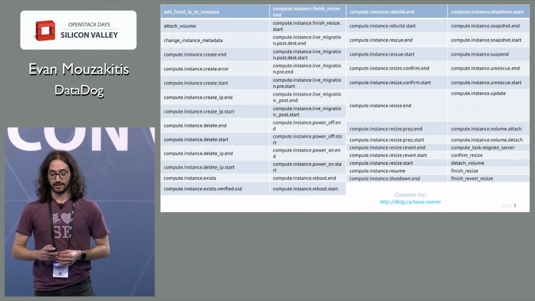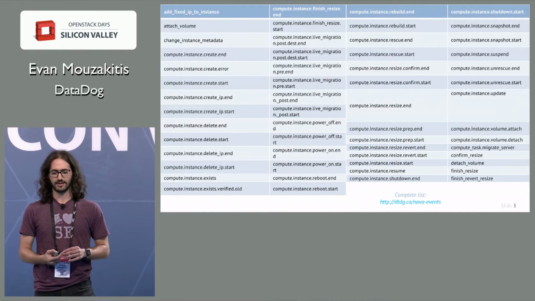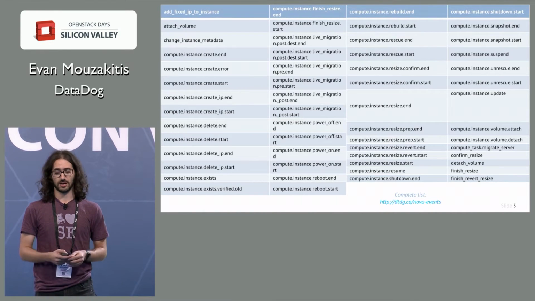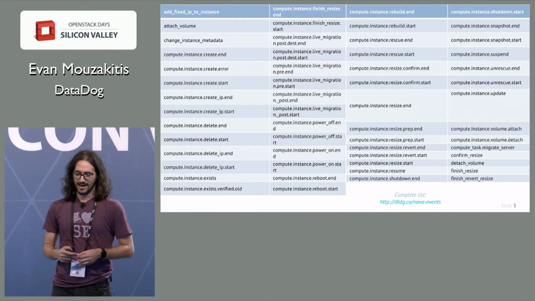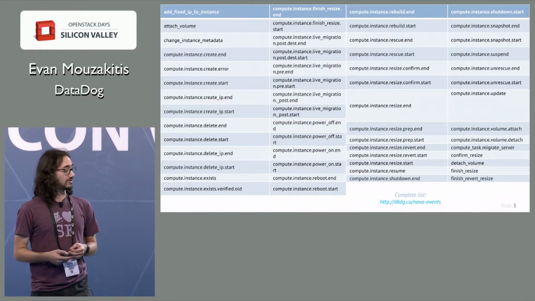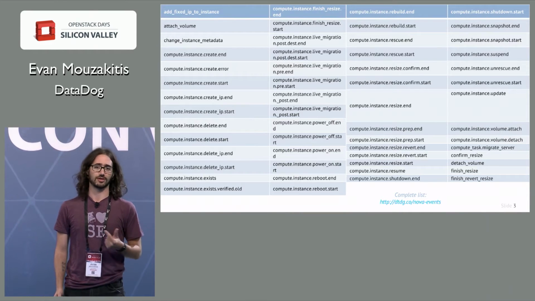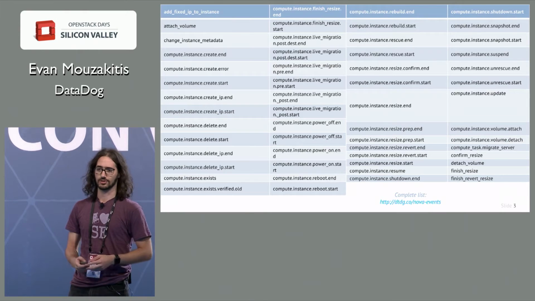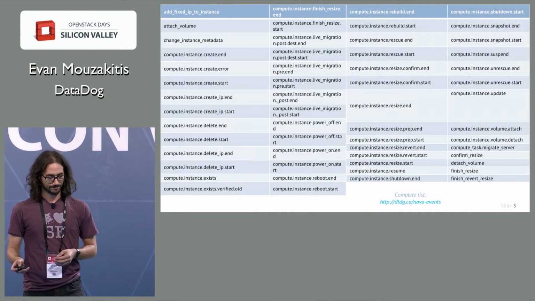So Nova emits a ton of different events. I think there's over 80 documented. There might be others that are undocumented, given the nature of OpenStack documentation. But here are just a few of them. You get a notification when you attach a volume, when you start an instance, when you delete it, when you destroy it, all this other stuff. The full list is on that link right there.